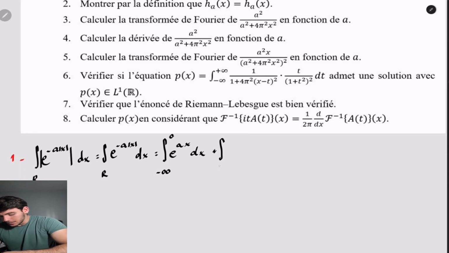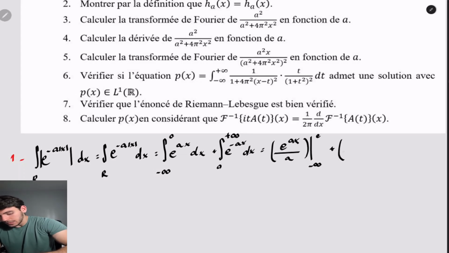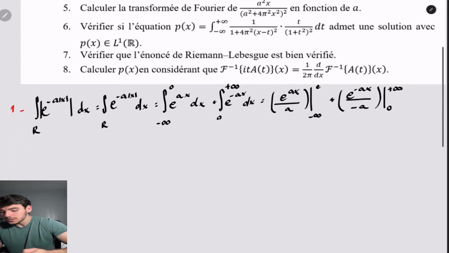And if we're considering positive values for x, the modulus of x is equal to x. So here we are going to integrate minus ax as the power of the exponential. So just calculating the primitive here, we'll have exponential of ax divided by a. This goes from minus infinite to 0. And here we have the other primitive that is exponential of minus ax divided by minus a. And that's going from 0 to plus infinite.